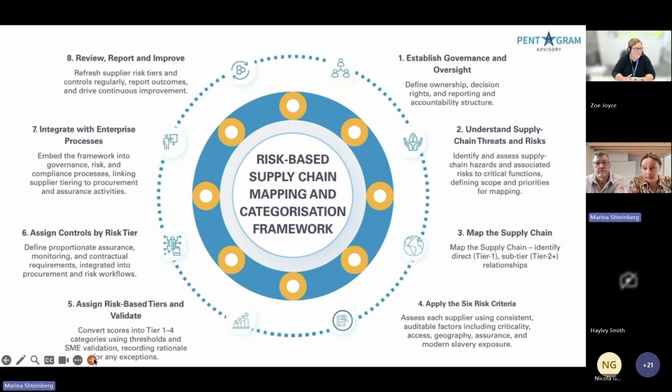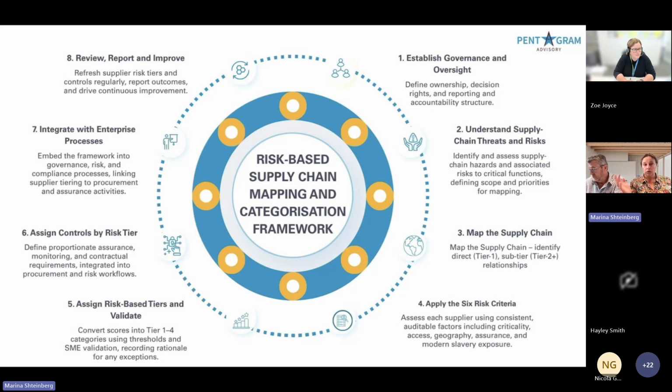The first step is establish governance and oversight, because without governance, it's really hard to keep it live, to have a plan, do, check, act cycle embedded into that. Another thing with identification of major suppliers or conducting supply chain mapping, which we know can be pretty tricky, is linked to the scope of your exercise.